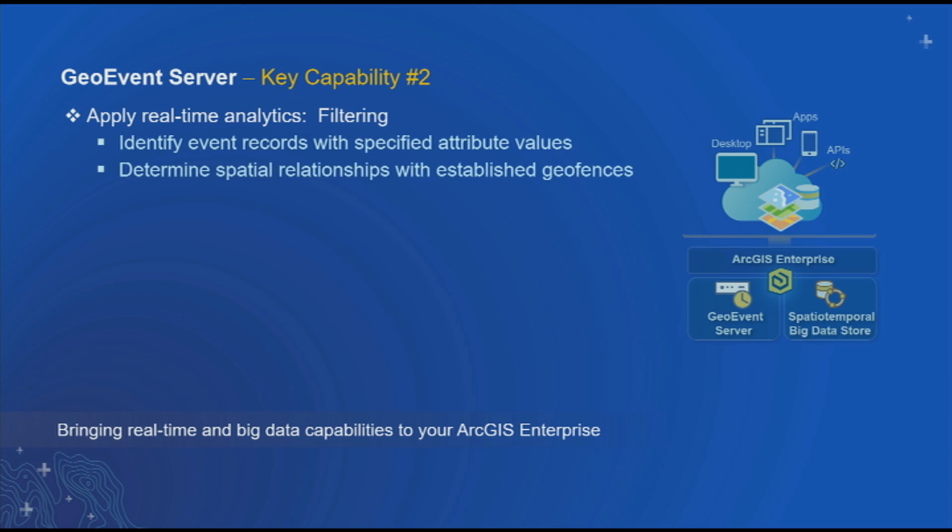Filters in GeoEvent also allow us to test for spatial conditions of the data. These spatial tests are performed against known geometries that are stored in memory called Geofences. In this case, a polygon geofence is being used to test the spatial relationship of the point events flowing through the system. So a filter could have been set up to allow data to pass through only when the event is inside of the geofence polygon.